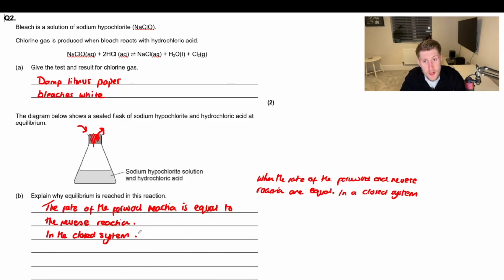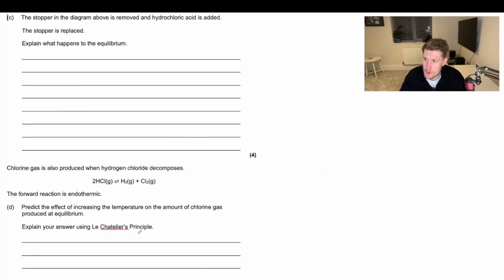Okay, let's have a look at the next question. So the stopper in the diagram above is removed and hydrochloric acid is added. The stopper is then replaced. Explain what happens to the equilibria. Well, just to refresh our minds of what that reaction looks like is this here. So the stopper is removed and we add more of this, more hydrochloric acid. Now that will have an effect on the reaction and we call this effect Le Chatelier's. What this scientist did was he understood that whatever conditions you change, the equilibria will try to oppose that change. It will change in such a way to try and minimize it.